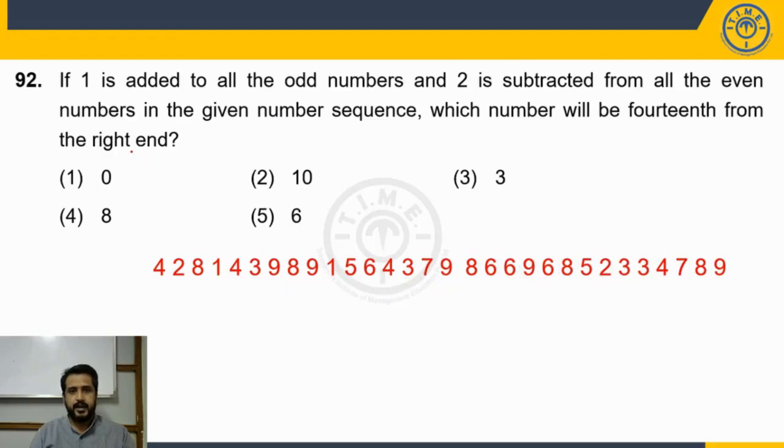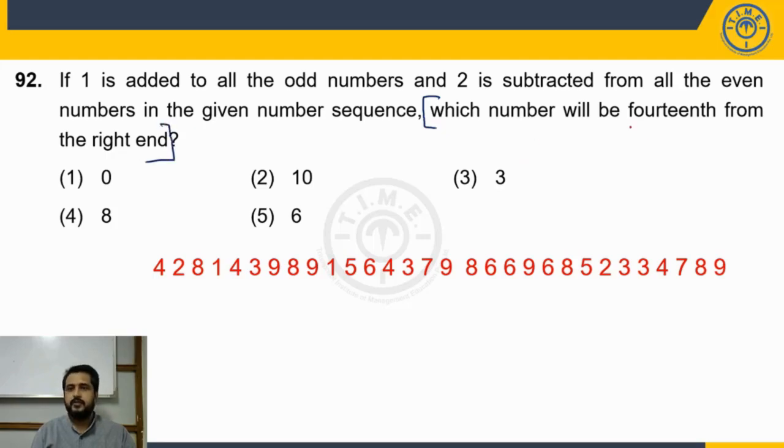If 1 is added to all the odd numbers and 2 is subtracted from all the even numbers in the given number sequence, which number will be 14th from the right hand? So don't blindly add 1 to all odd numbers and subtract 2 from all even numbers, because they are asking about a particular number. Which number will be 14th from the right hand?